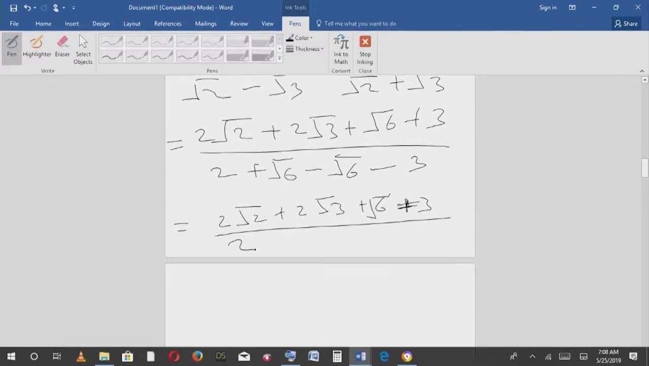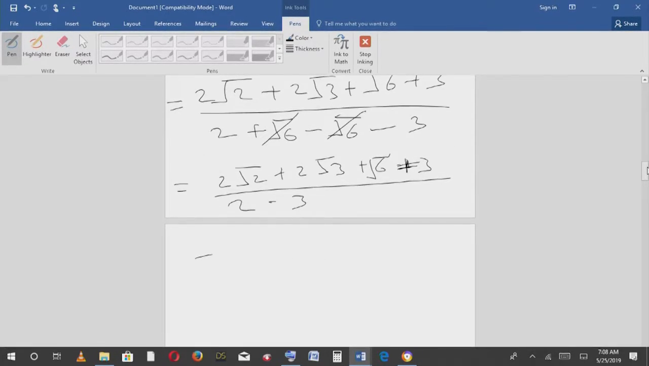Now we are going to evaluate root 6 minus root 6. Of course they cancel out, it's 0. So you end up having 2 minus 3. This gives us our denominator, and again we maintain the numerator. We are trying to do it step by step.